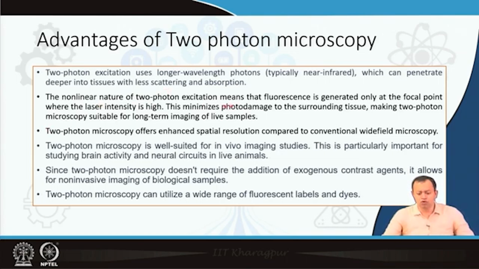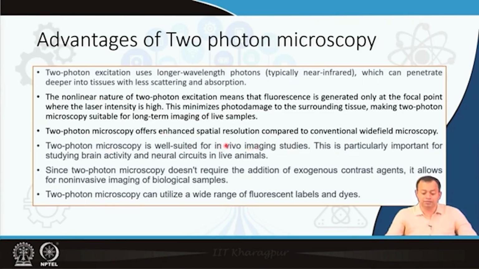The nonlinear nature of 2 photon excitation means that fluorescence is generated only at the focal point where the laser intensity is high. This minimizes photo damage to the surrounding tissue, because only that area where the fluorophore is there will absorb the laser intensity, other areas will not absorb because that particular near infrared frequency is not absorbed by brain tissue. 2 photon microscopy offers enhanced spatial resolution. 2 photon microscopy is well suited for in vivo imaging studies.